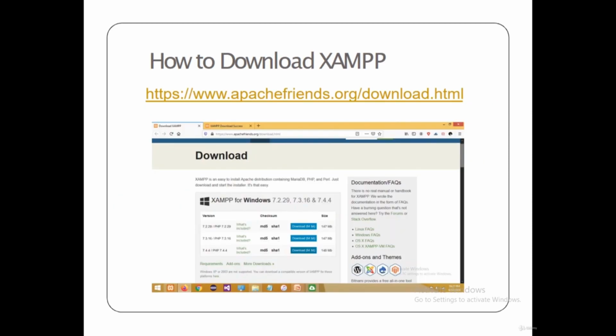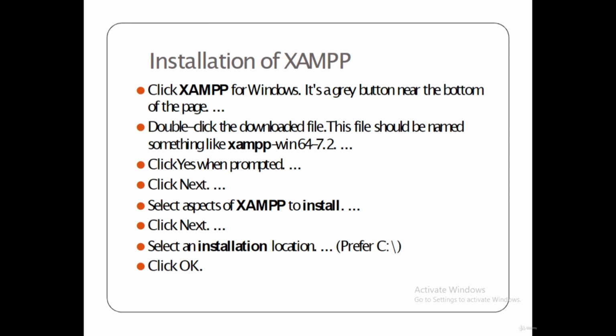This is the link to download XAMPP. After completion of downloading, we have to install XAMPP. Click on XAMPP for Windows. It is a gray button near the bottom of the page. Double click on the downloaded file. This file should be named something like XAMPP Win64 7.2. Click yes when prompted. Click next.